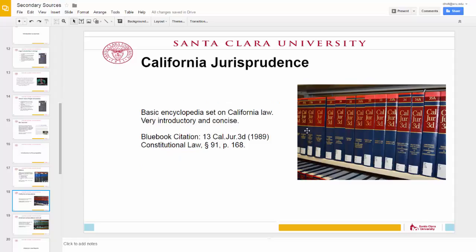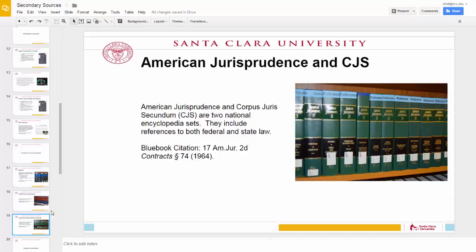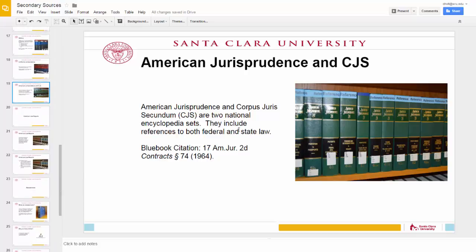California Jurisprudence is our state encyclopedia. AmJur and CJS are our national encyclopedias. They're going to include references to both federal and state law. AmJur is considerably more relevant than CJS. CJS is considered rather antiquated at this point. Many law libraries, in fact, are discontinuing their subscriptions to CJS because it is infrequently used.